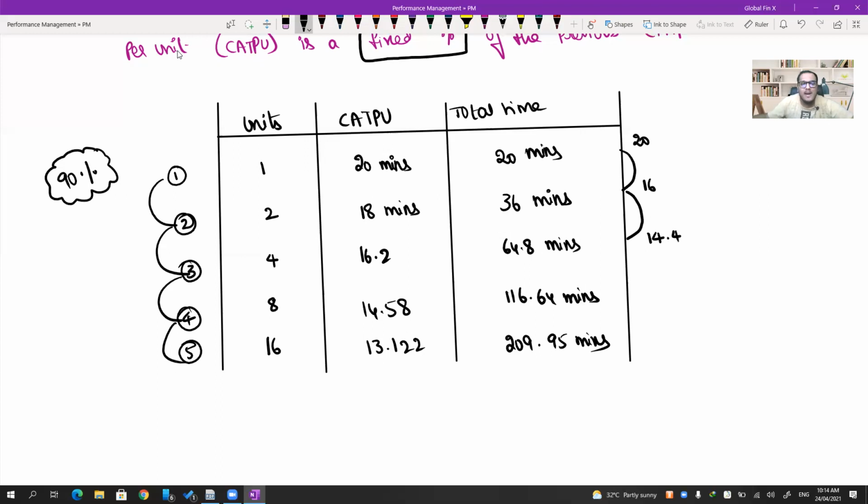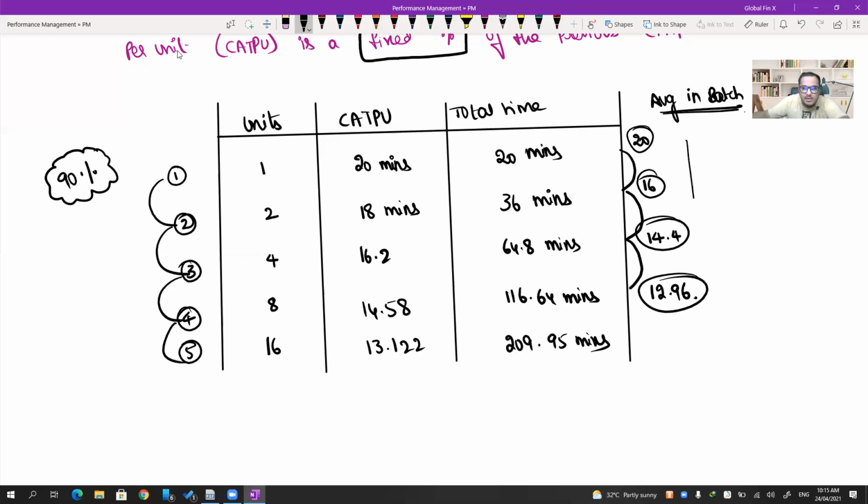Now what about batch 4? 116.64 minus 64.8, divided by 4 units from 4 to 8. So that is 12.96. Sir, see what exactly is happening here. The more and more numbers they are producing, the time taken is getting reduced all the time. The average time is coming down. Cumulative average time is considered from unit number 1, but these are average times in the batch. In the marginal units only, we are calculating the average.